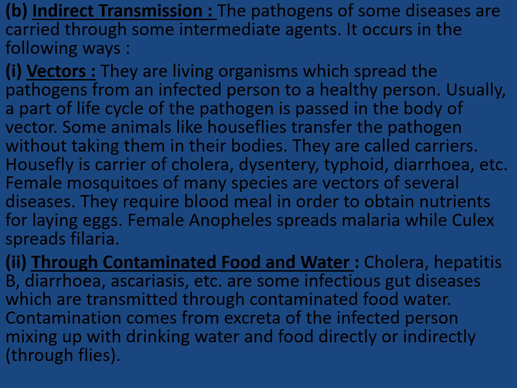Now look here. Number one, vectors. The living organisms which spread the pathogen from an infected person to healthy persons. Some living organisms are used for transferring diseases from one infected person to another healthy person. Usually, a part of the life cycle of the pathogen is passed in the body of the vector. The life cycle of this disease will be completed inside the living organism, inside the vector.